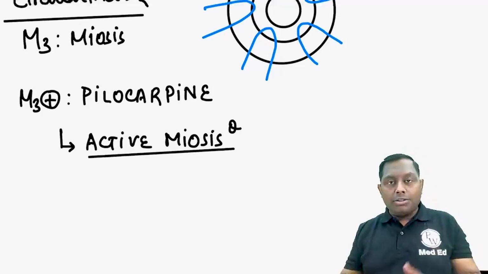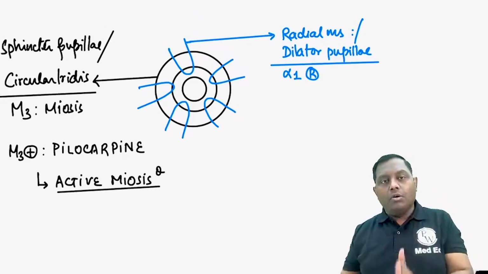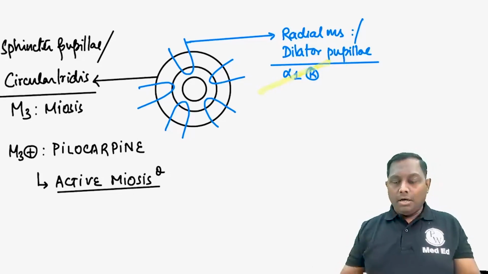So the M3 agonist is going to cause miosis. Now think and tell me, if the M3 agonist is causing miosis, what will happen if I am going to block my alpha receptor? What is alpha?